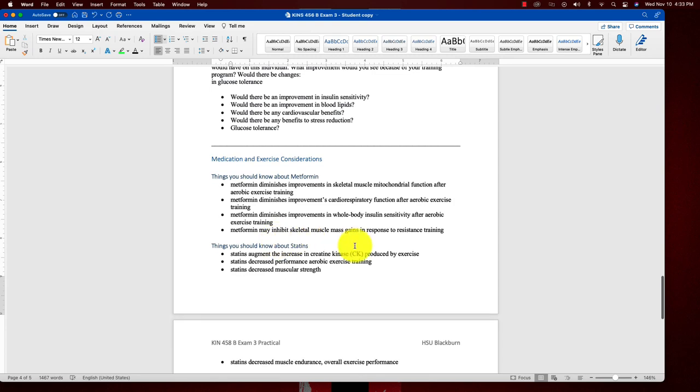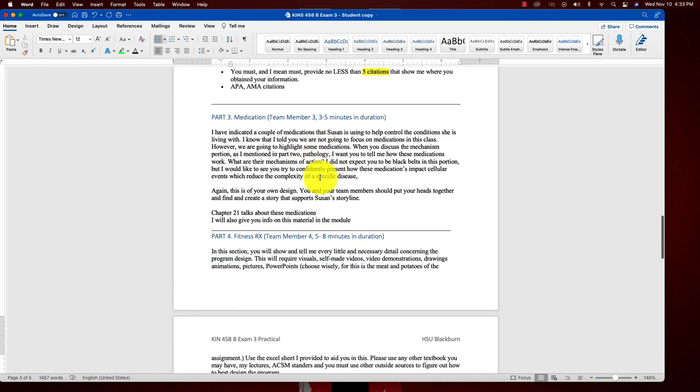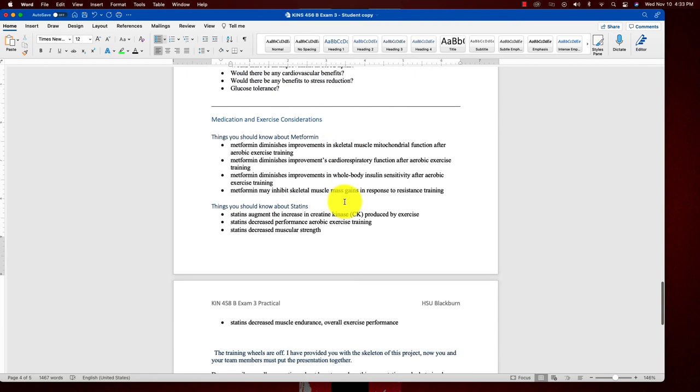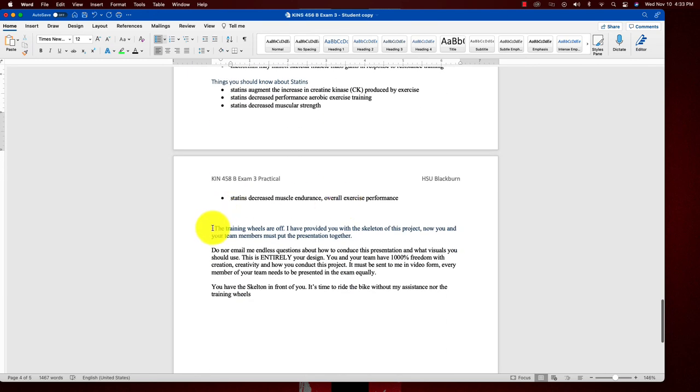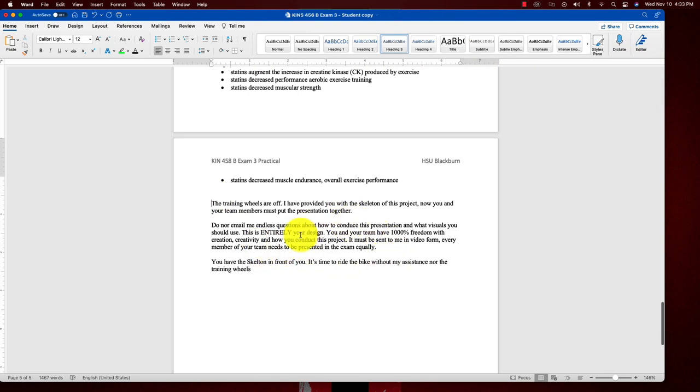And then again, here are some considerations for the medication. And you can use this here with the medication section right here, okay? So there's several sections. I've given you a whole bunch of resources to tell this story. And then I just have this last section here that says that the training wheels are off. Please make sure that you guys do this on your own. I cannot create this story for you. You have to create. This is entirely your design.